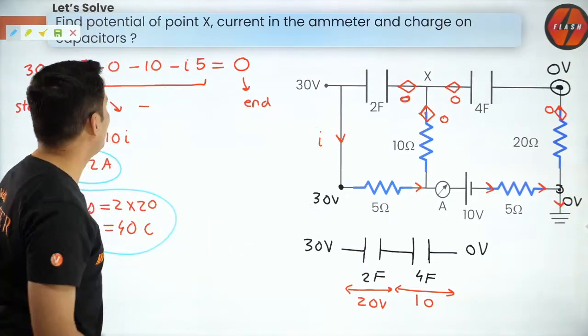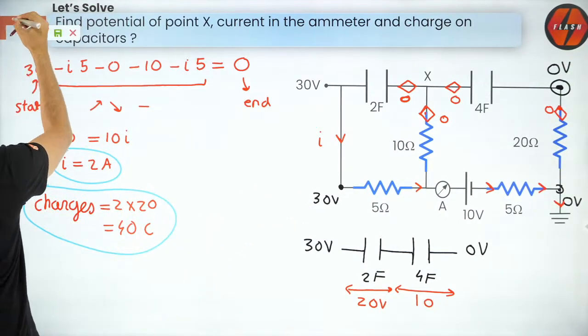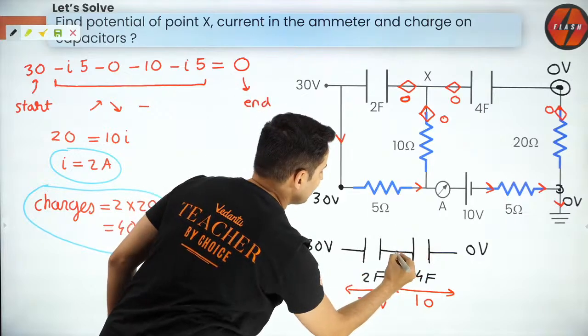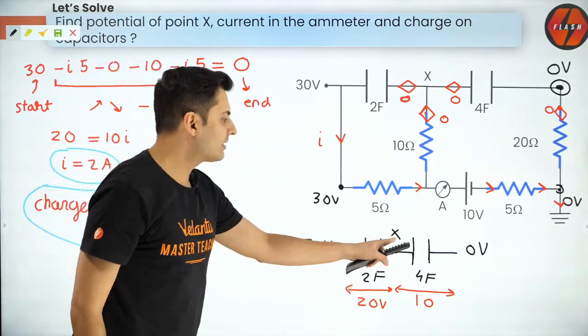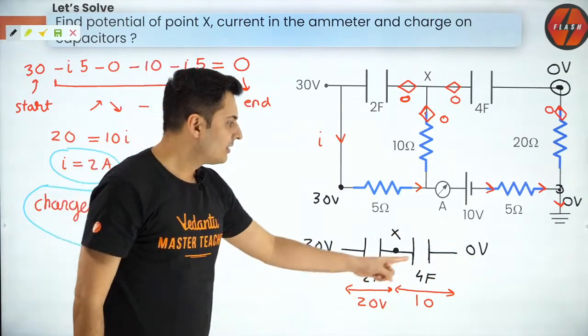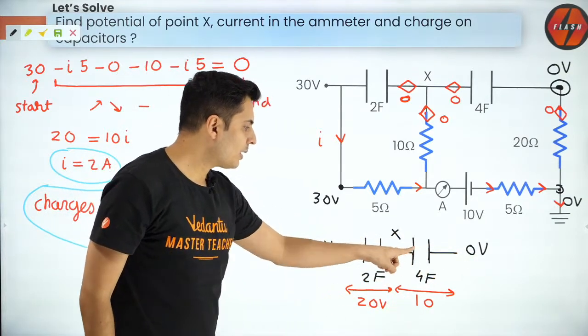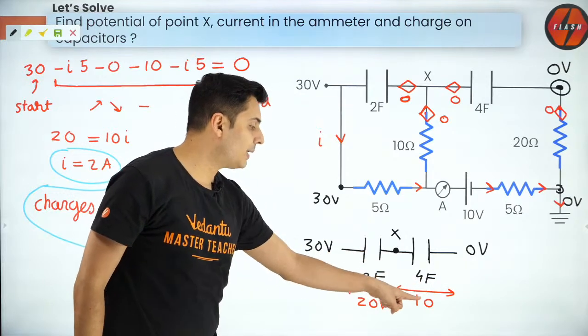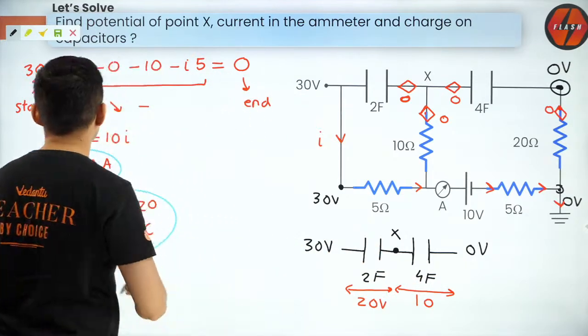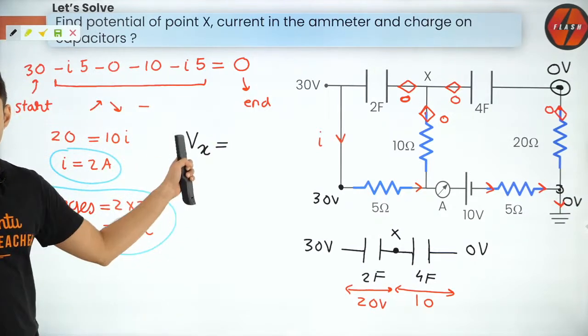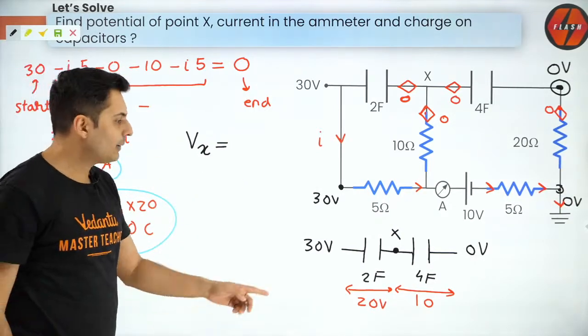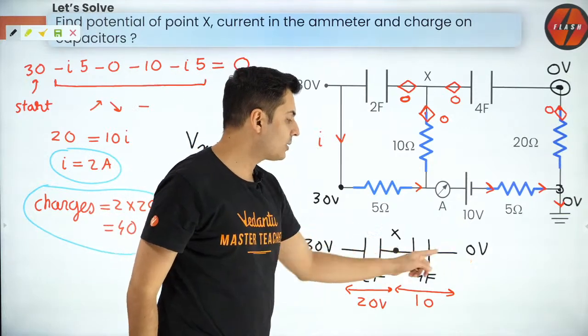Interesting. Last point remaining is, what is the potential of this point X? Guys, can you immediately tell me the answer? This point has 0 volts. From here to here, the voltage increased by 10. So what should be the potential of point X? Can you quickly tell me? Come on, think about it. This point X, how much potential will it have?